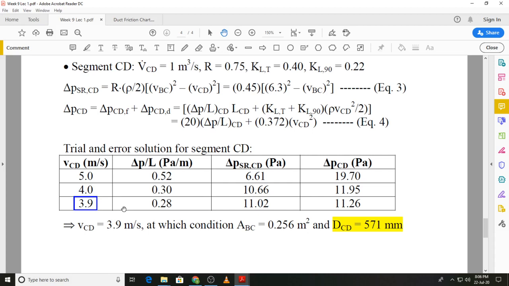And again, by using the volume flow rate in segment CD, we find out the cross-sectional area and the duct diameter, which is 571 millimeter. So you can see, if it had been a large layout with tens of runs and takeoffs, etc., doing this duct design by using the static regain method manually would have been a very tedious job. That's why it is much more suitable for computer-based solutions. And that is all for this lecture. We will continue with a new topic in the next lecture.